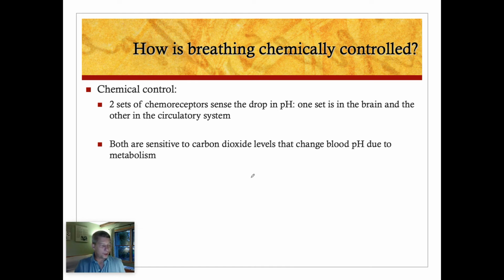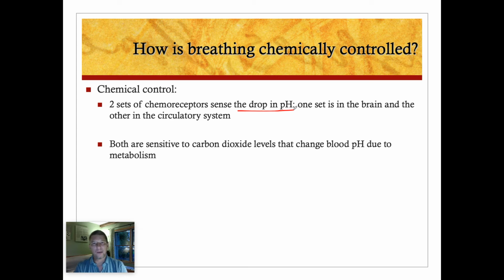Now, there's also a chemical control of breathing. There are two sets of chemoreceptors. Now, remember. Well, actually, don't remember because we haven't done it yet. A chemoreceptor is a sensory receptor that senses chemical changes. So it's a nerve cell, but it senses chemical changes, and specifically in this case, a drop in pH. You've got one set in the brain and the other set in the circulatory system, in the blood vessels. Essentially, they sense the level of carbon dioxide in the blood.